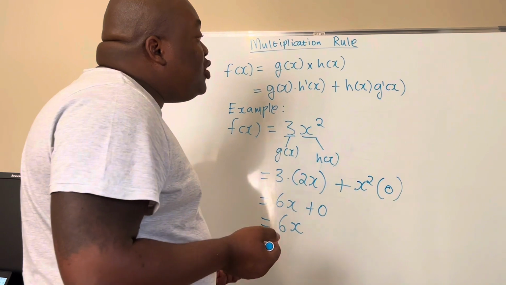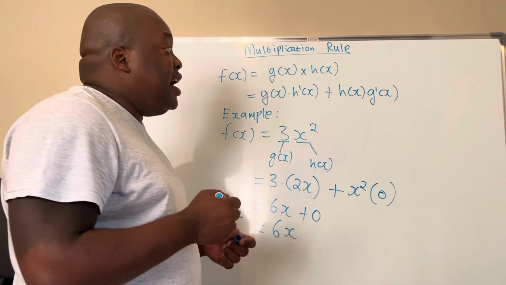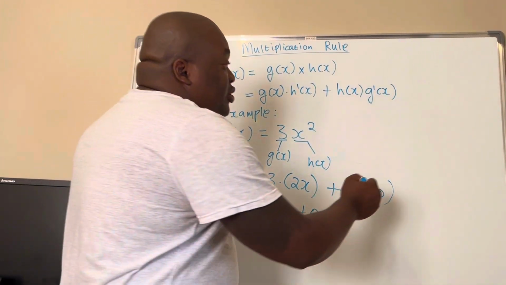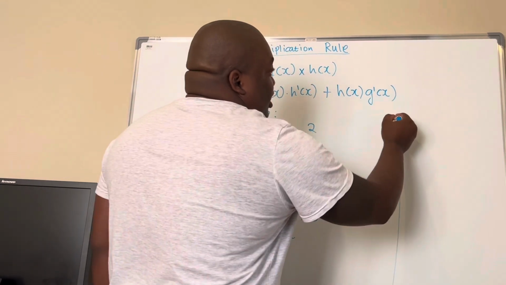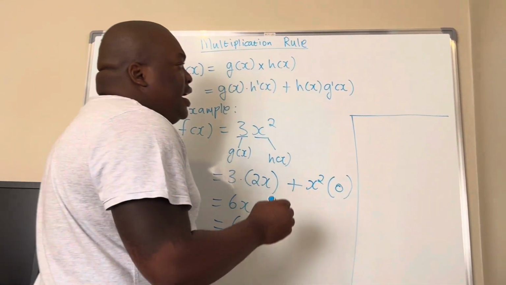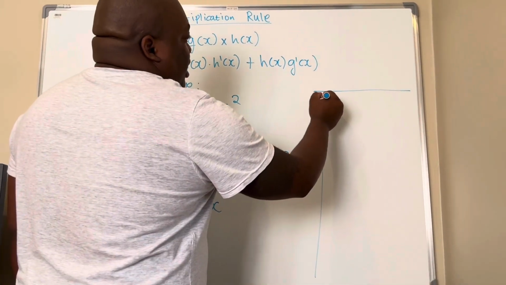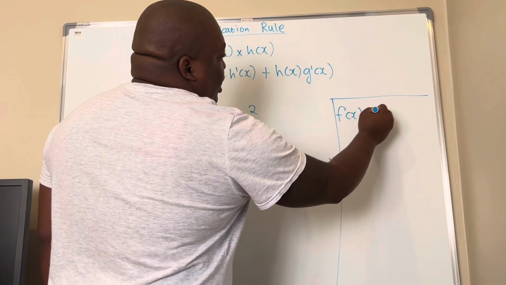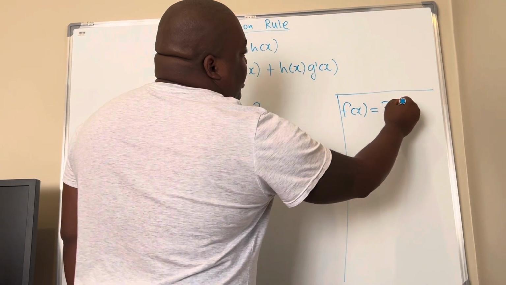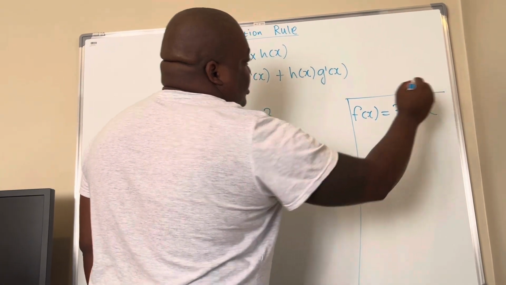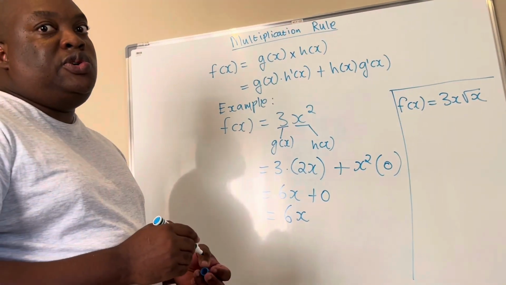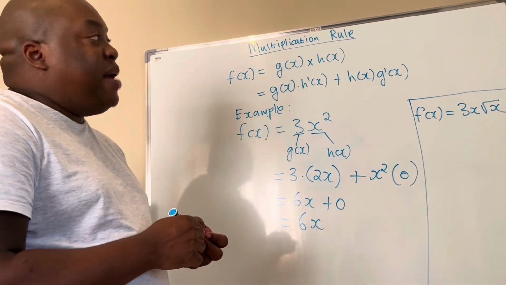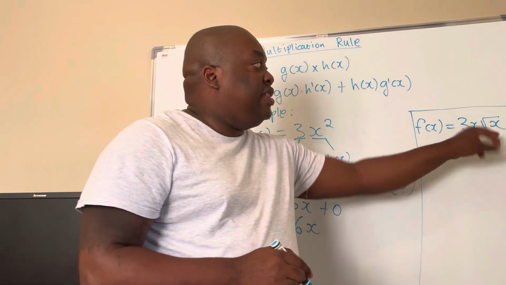So I'm going to give you another example which I would like you to do and comment in the section for you to try out as you apply the multiplication rule. So if you are given f of x is equal to 3x square root of x, I want you to apply the multiplication rule on this example.